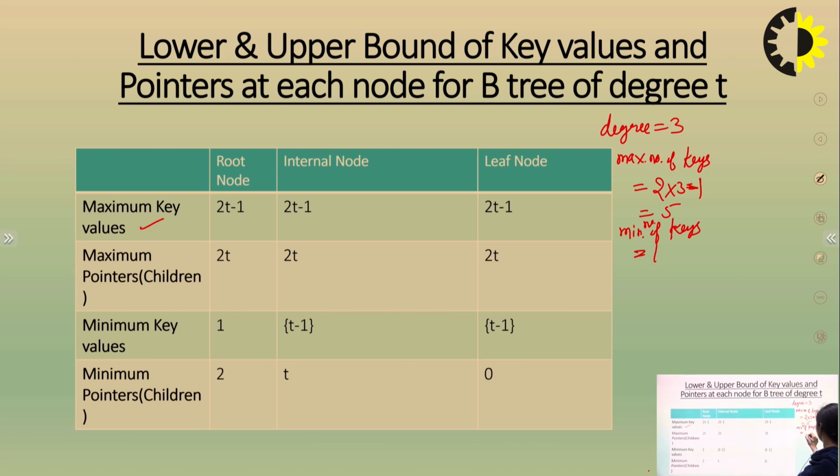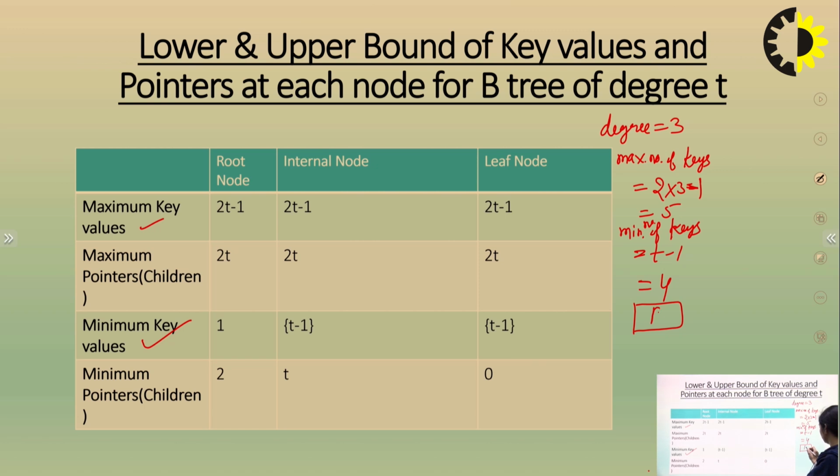Is equal to t minus 1. You can see here, right? It means you can have a minimum number of keys 4. Right? For degree and order, it means both are different. And in the previous slide, I told you one example like this.